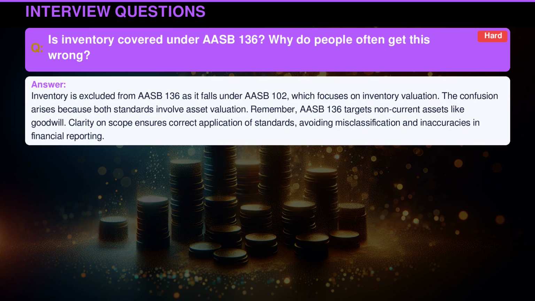Inventory is excluded from AASB 136 as it falls under AASB 102, which focuses on inventory valuation. The confusion arises because both standards involve asset valuation. Remember, AASB 136 targets non-current assets like goodwill. Clarity on scope ensures correct application of standards, avoiding misclassification and inaccuracies in financial reporting.